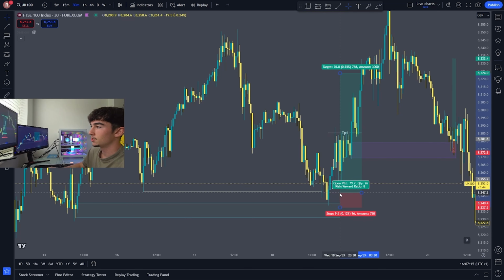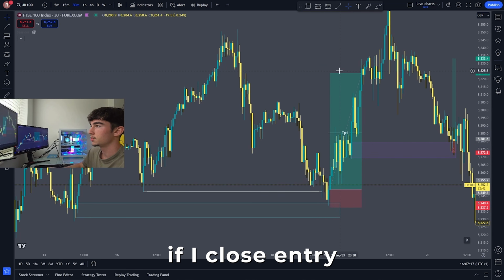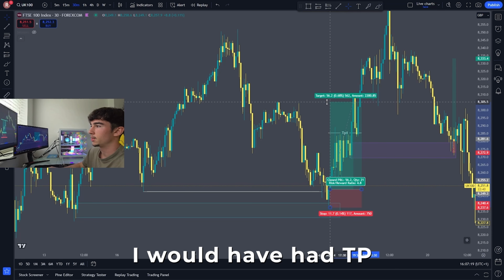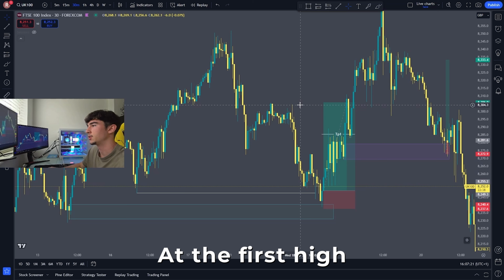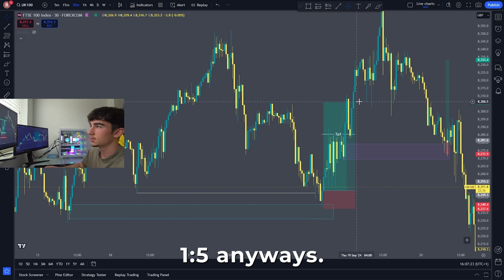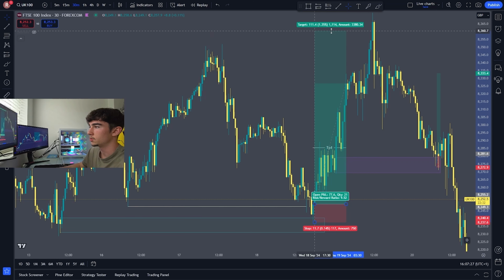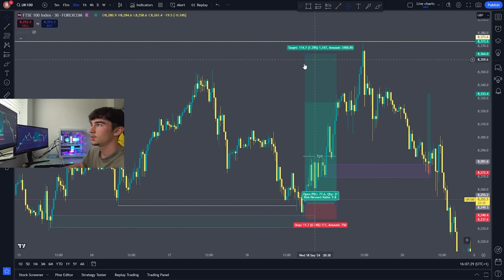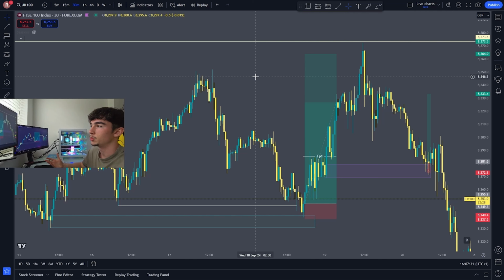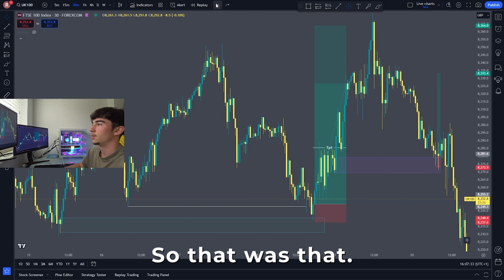If I didn't get this entry, if I got the close entry, then very simply I would have had TP right here at the first high, which was about a 1 to 5 anyways, and then the overall TP would have been a 1 to 10, which hit just about up here somewhere, for the exact same amount of profit, 7.5%. So that was that.